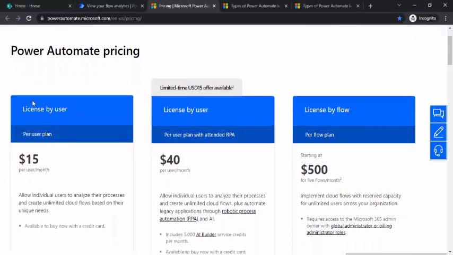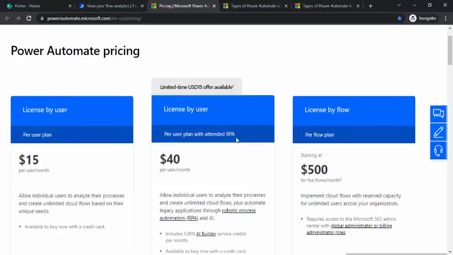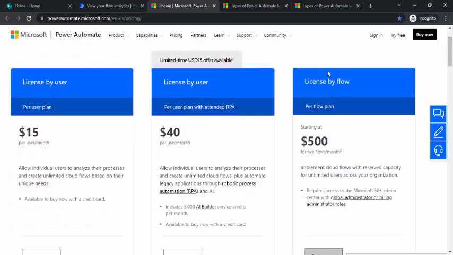You can simply see license by user. There is a per user plan that is $15 per month. Then license by user with attended RPA that includes the AI Builder, with 5,000 service credits per month, where we, the developers, can use the AI Builder or the intelligent automation related to the RPA, attended stuff. And the third one is licensed by flow. That does not come as a single flow license, it actually comes in a bunch of five. So five flows per month, $500.